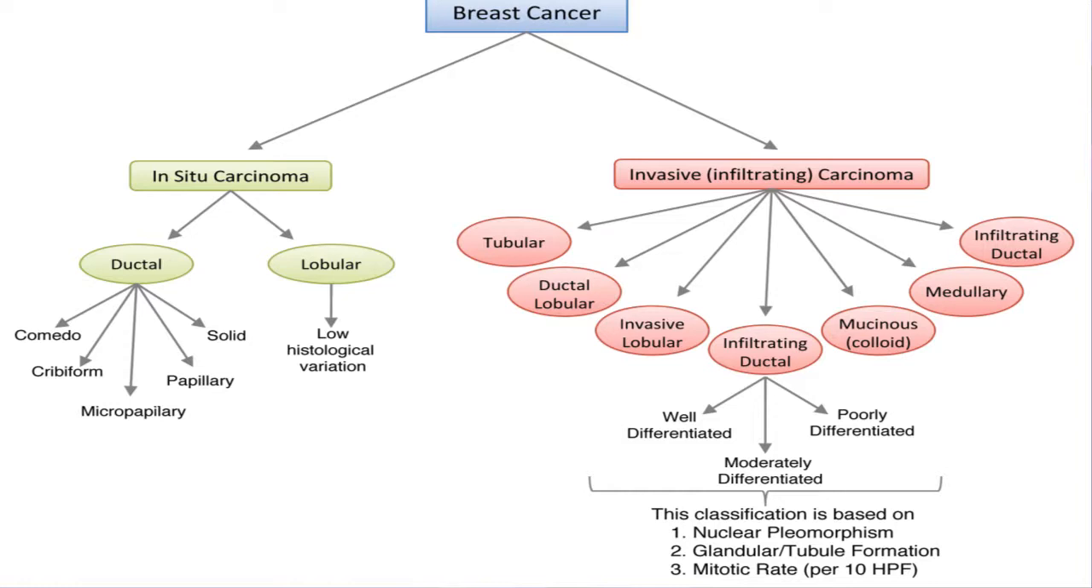Also on morphology, we note that the grade of the carcinoma depends on the nuclear pleomorphism, glandular tubule formation, and mitotic rate. So we classify as grade 1, grade 2, grade 3. Grade 1 when it is well differentiated, grade 2 when it is moderately differentiated, and grade 3 when it is poorly differentiated. This is an important classification that depends on the morphology of the breast cancer.